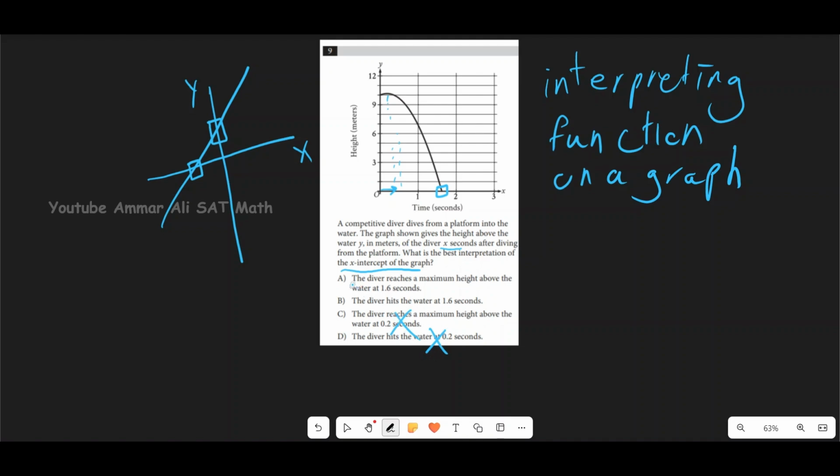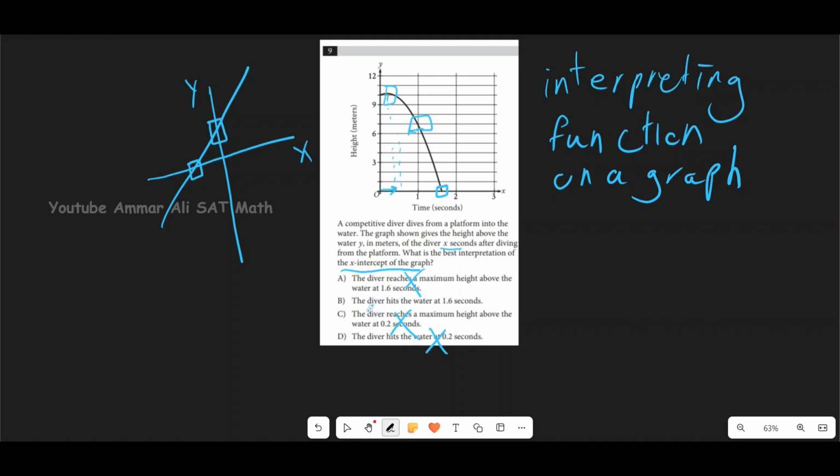So let's look at A. The diver reaches a maximum height above the water at 1.6 seconds. We know for a fact that's not true, because just by looking at the graph, we can see at 1 they're already all the way down here, and their highest point was over here closer to 0. So this is definitely wrong, because their maximum height occurred much before 1.6 seconds, somewhere over here, like 0.2 seconds.